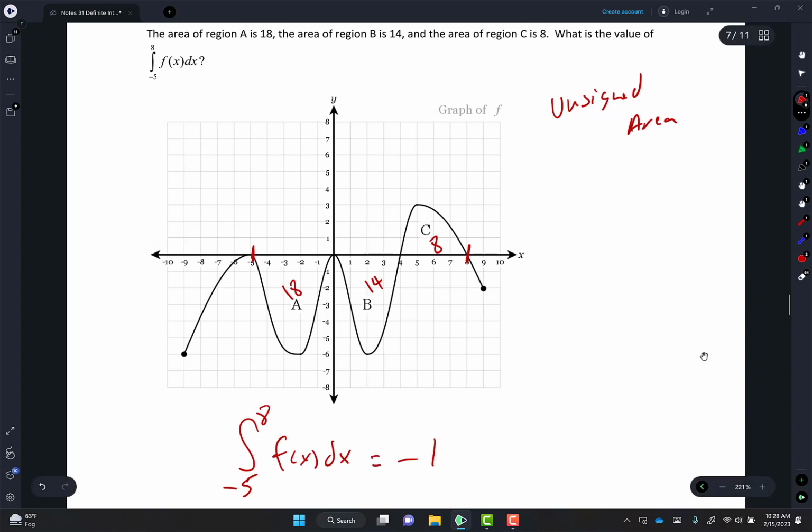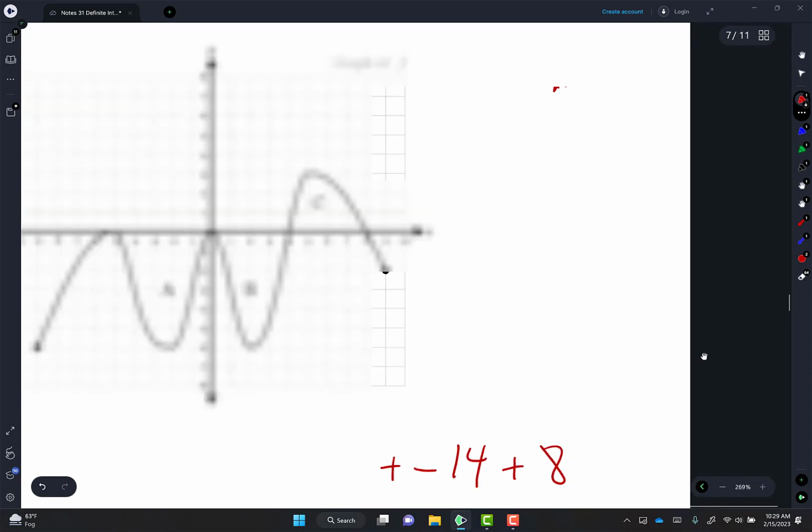Negative 18 plus a negative 14. You could also say negative 18 minus 14 plus 8. Does everyone know why I wrote negative? Because you're below the x-axis. Cool? All right, add them up.